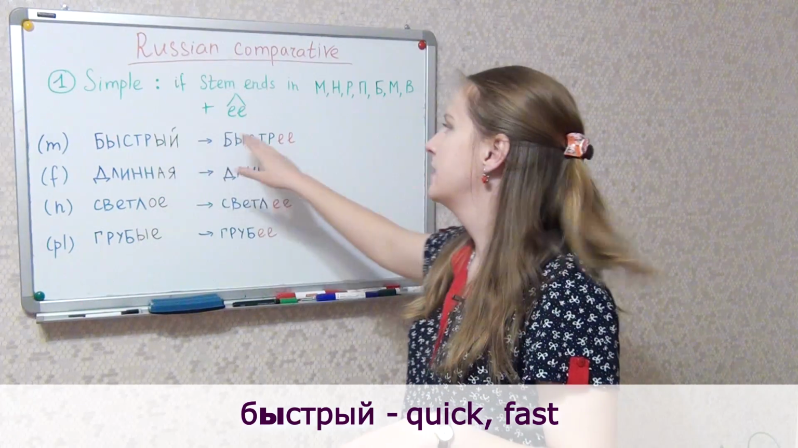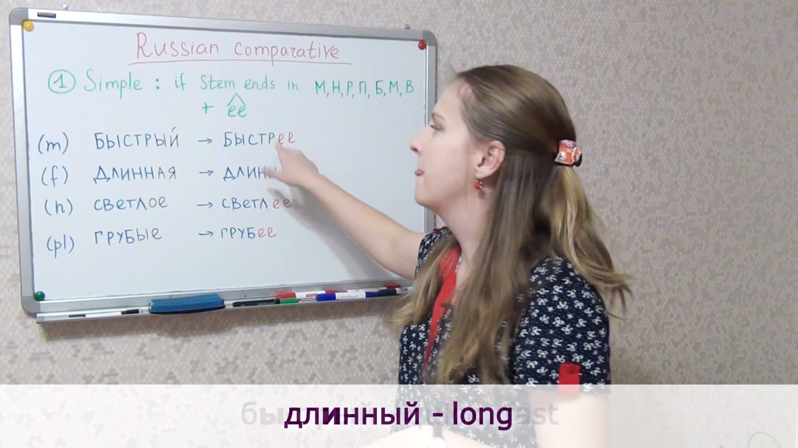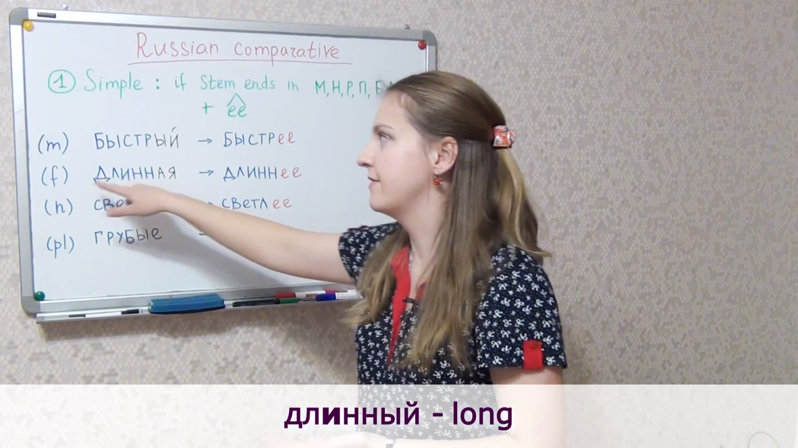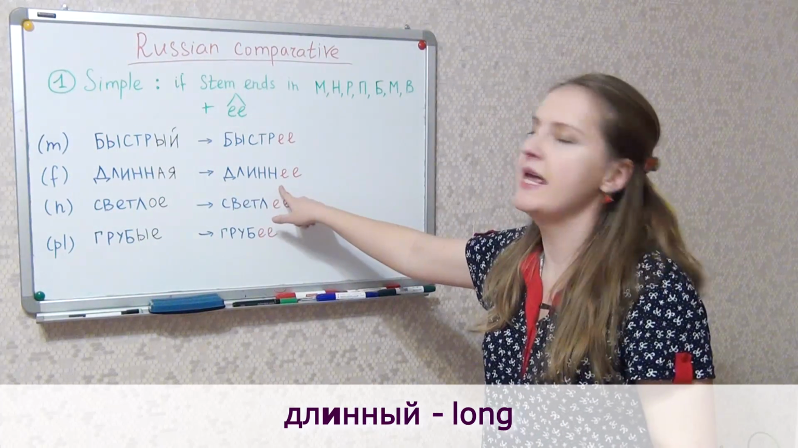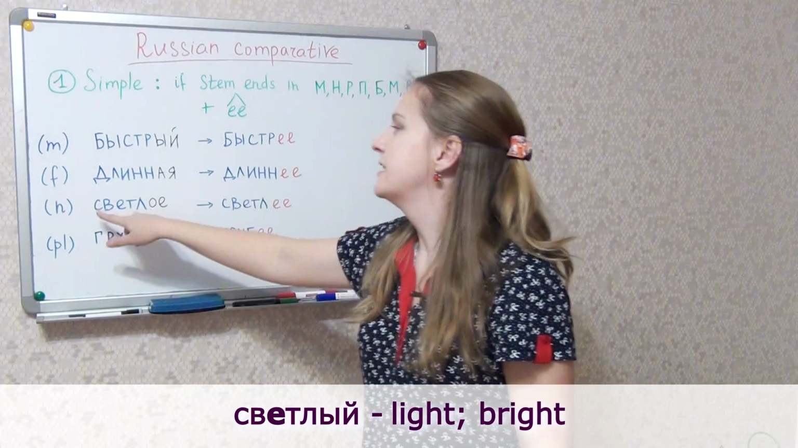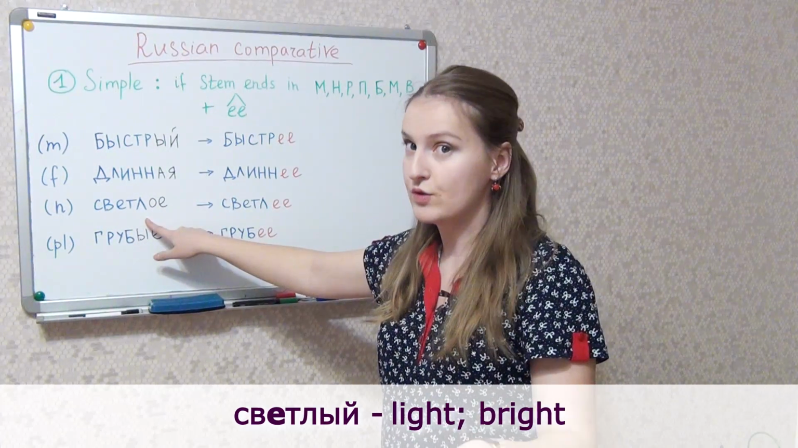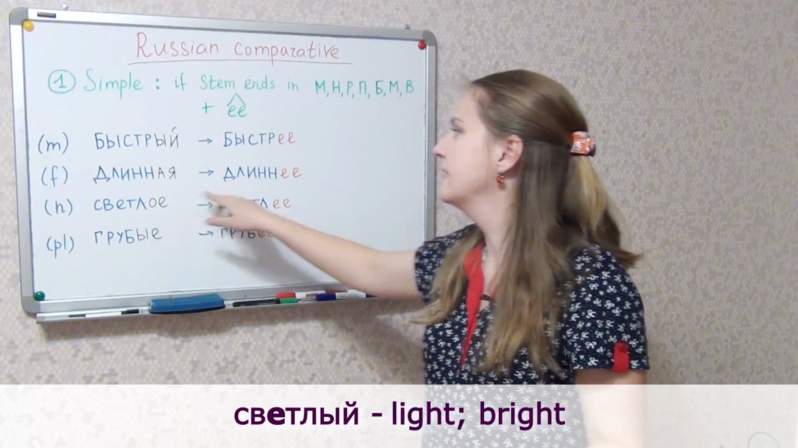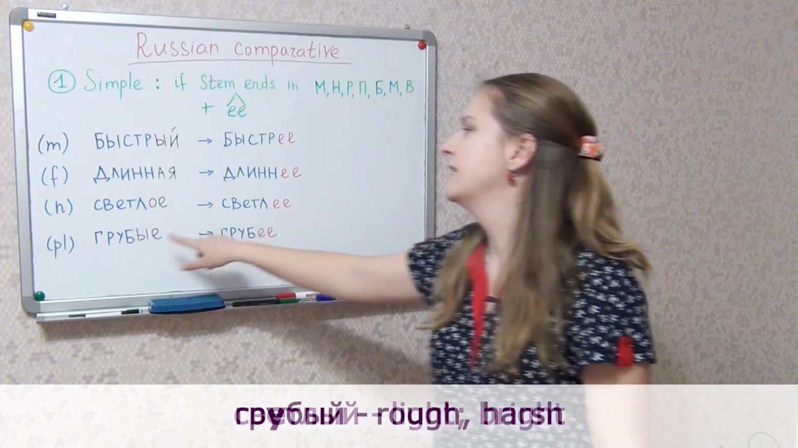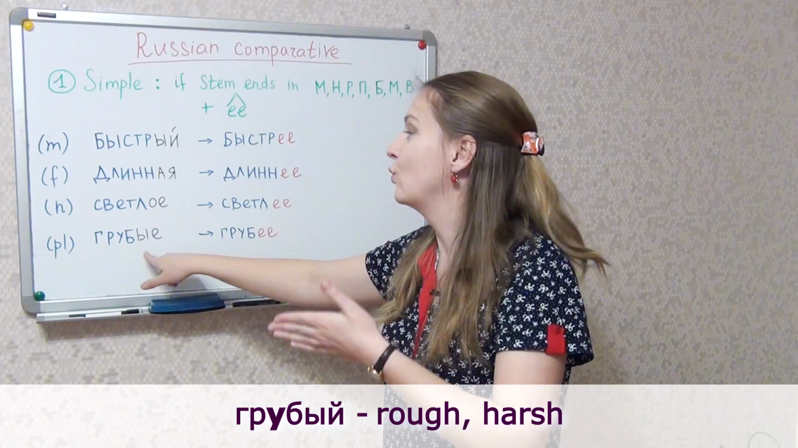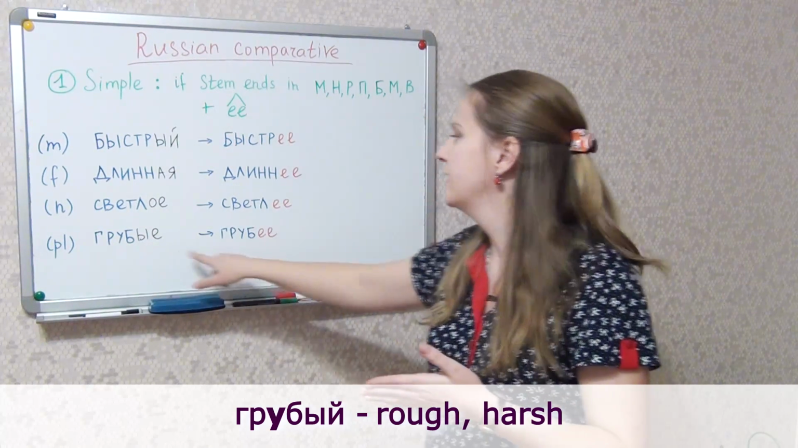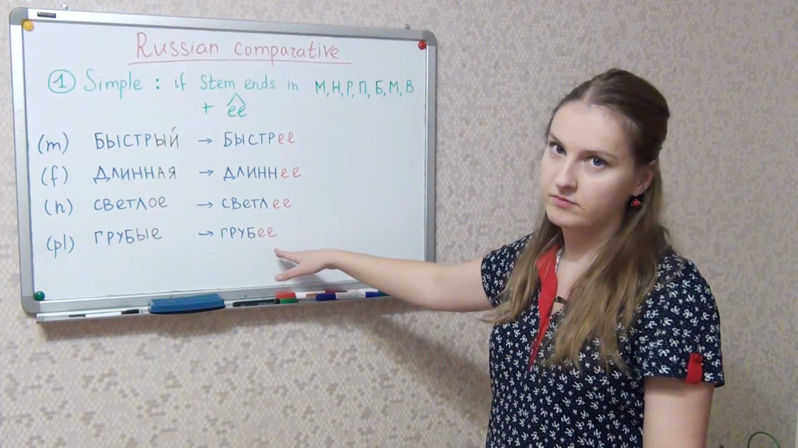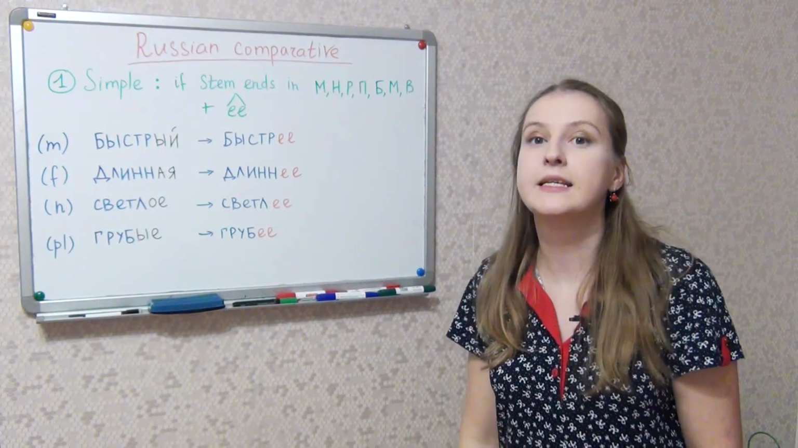Быстрый, быстрее. Длинный or длинная, as in this case, the feminine form, длиннее. Светлое, this is a neutral form of the adjective светлый. Drop the ending, светлее. Грубый, here грубые, the plural form, грубее. As you can see, everywhere we just add the suffix «е».